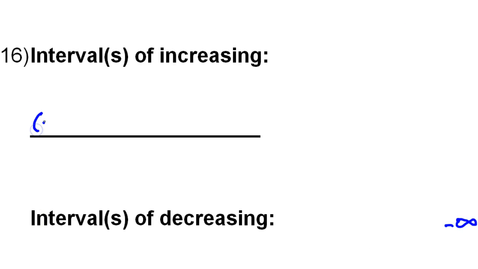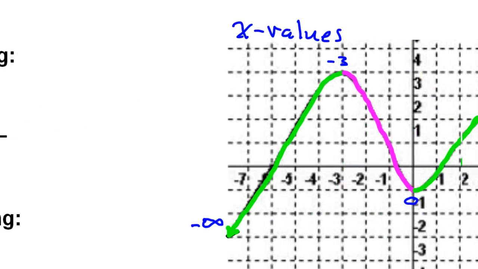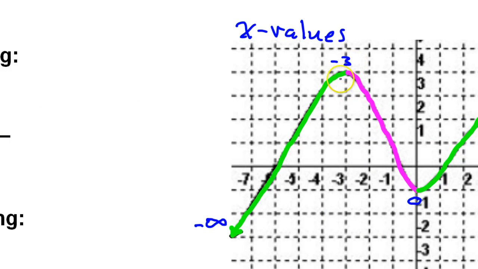So negative infinity to negative 3. And we will keep it round, parentheses. The negative 3 itself cannot be included because we want to know where it's increasing. But notice this negative 3 is the end point for the increasing and it's the beginning of the decreasing part. Can it be both? Of course not. So the truth is it's increasing right up to negative 3, but at negative 3 it is flat.